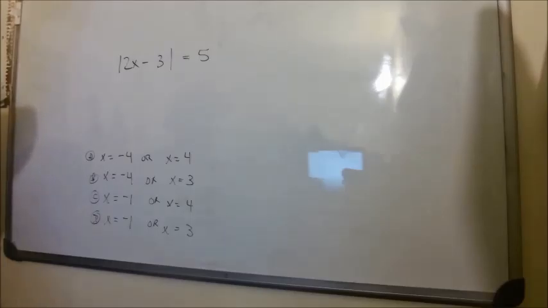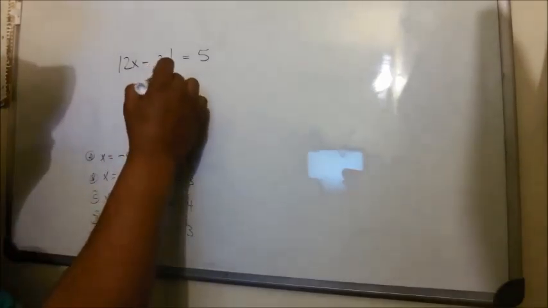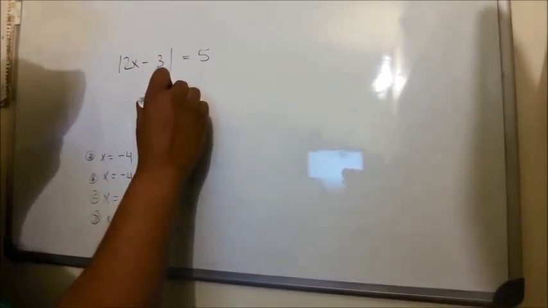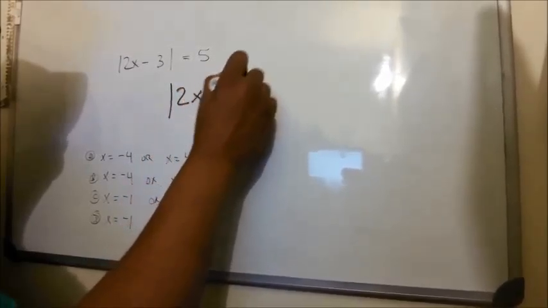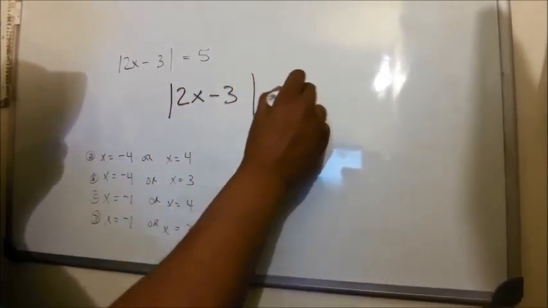The question is dealing with absolute value and how to solve it. What I'm going to do is show you how to look at this problem, how to analyze this problem, and talk a little bit about absolute value. I don't know how dark this is, so I'm going to write it bigger. It's the absolute value of 2x minus 3 equals 5.